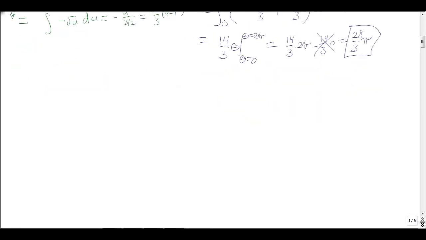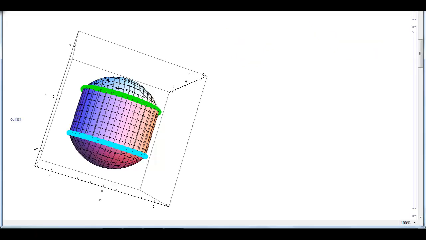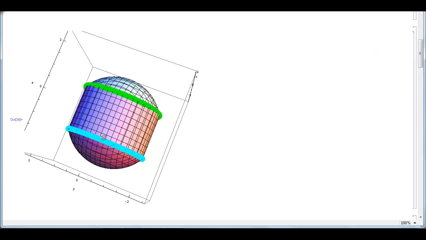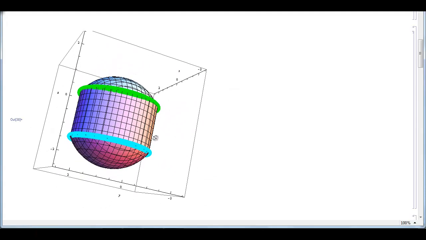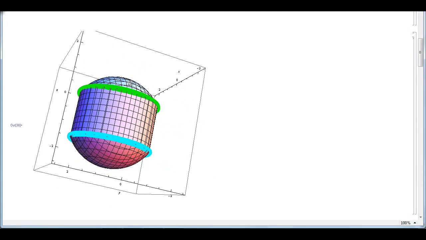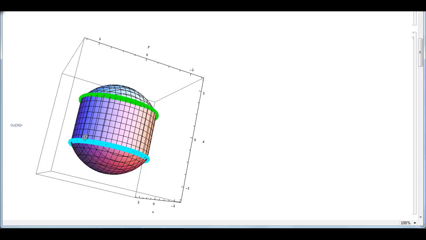So we found the volume of the region to be 28/3 pi. That we did with a cylindrical integral. Now we can also do this integral as a spherical integral. So let's go back and look at the shape again. So here's our general shape of what's going on. So again, we've got sort of a cylinder with sort of a dome on top and a dome on the bottom.